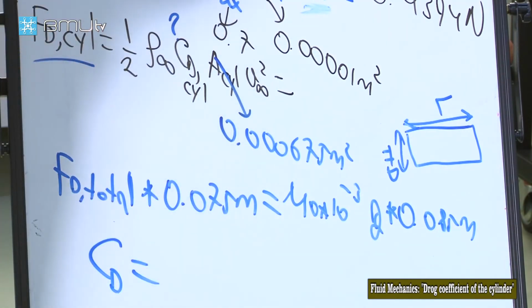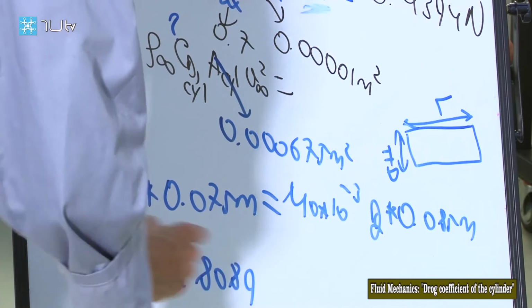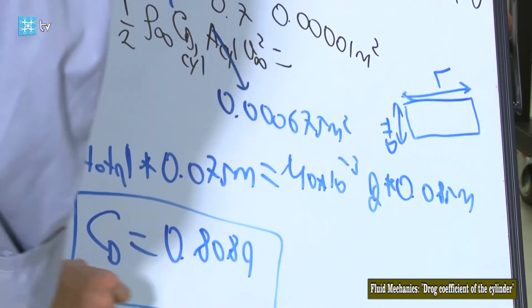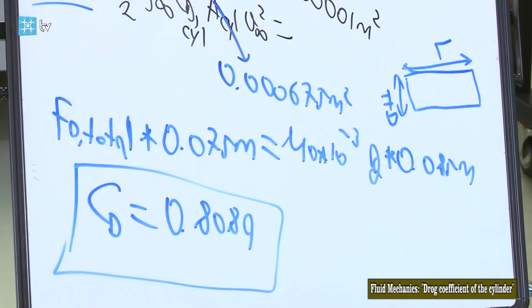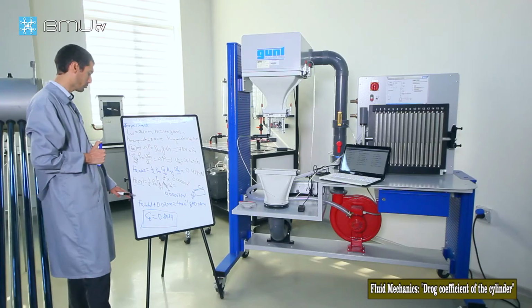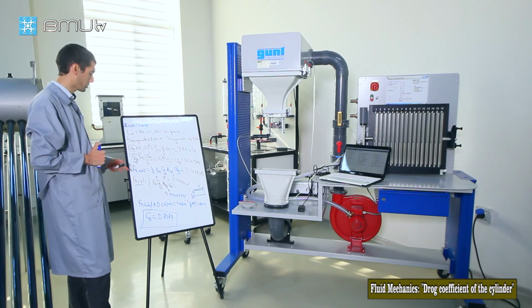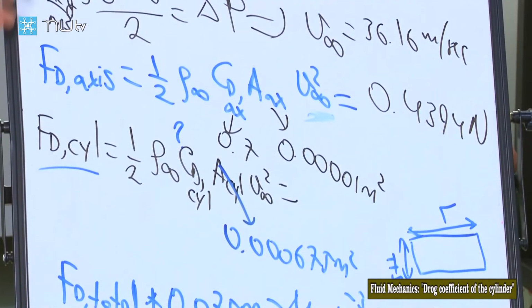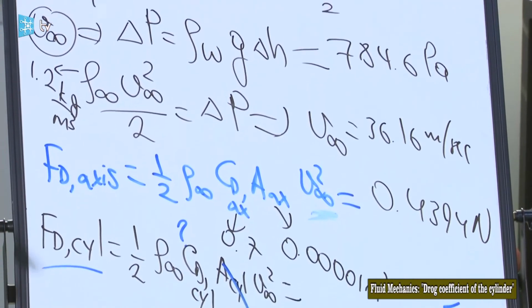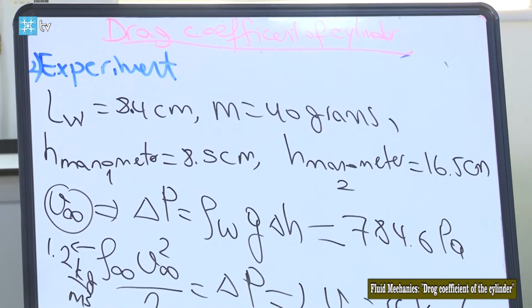which will be equal to 0.8089, which is the drag coefficient for our result. Okay, so I have finished the calculation part. Now I will compare my result with the theory or the literature. So there are the literature values for the drag coefficient of the cylinder. I will see what my error is, and I will talk about the reasons for the errors.